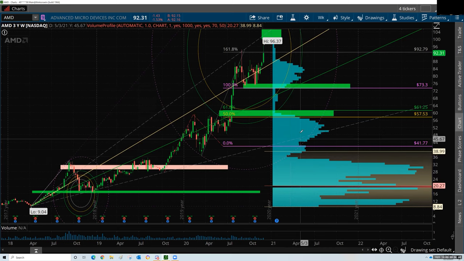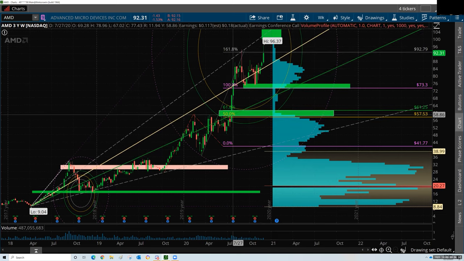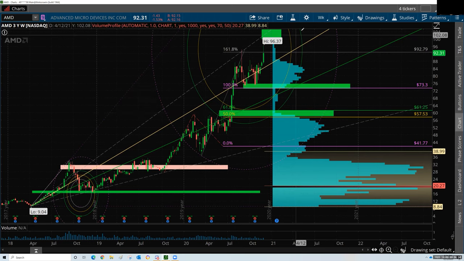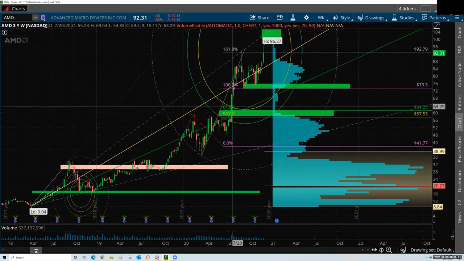If you look at the profile here, you know, where all that volume's at, you look where the 61.8 and the 50's at, and what it did here. Remember how I talked about this not having any volume here on the monthly? We're on the weekly. You can see it. I mean, it's very clear. You can look at the candle. It spent no time here. How could it have a lot of volume here?